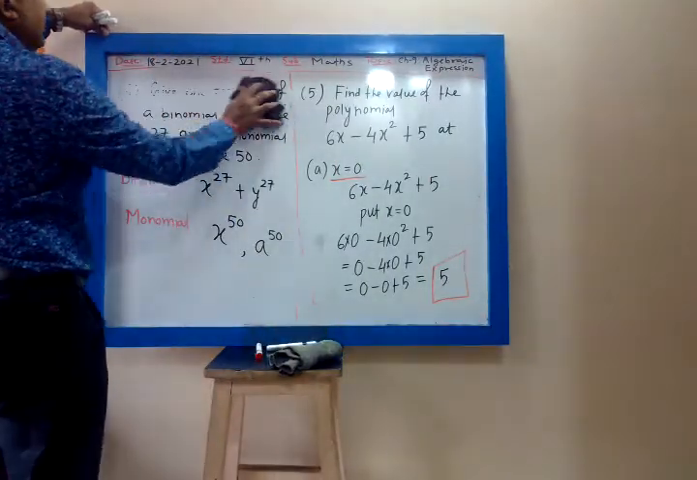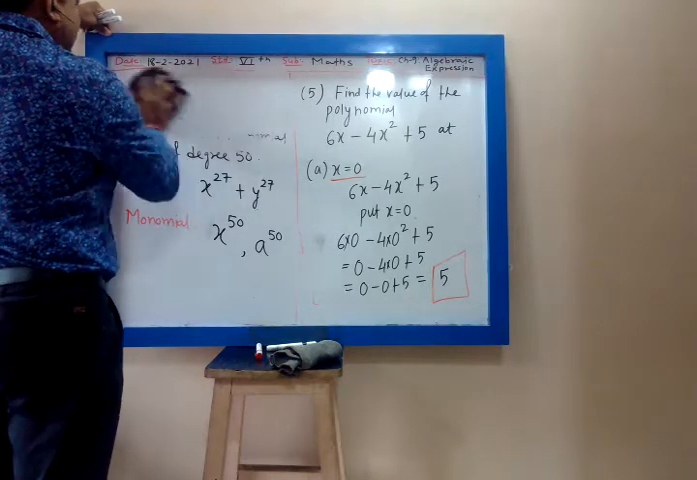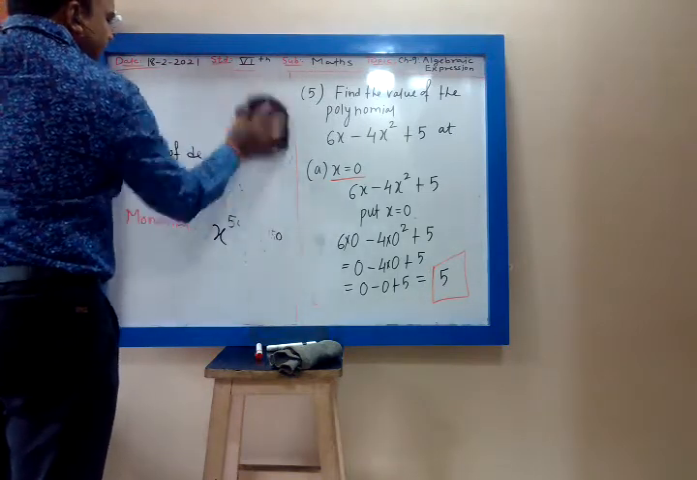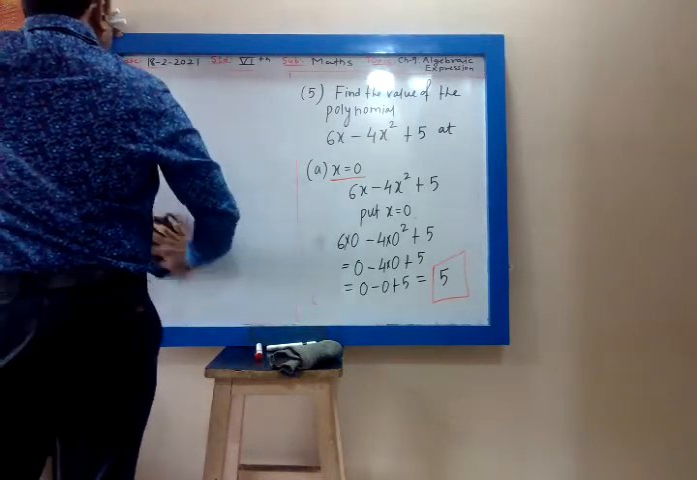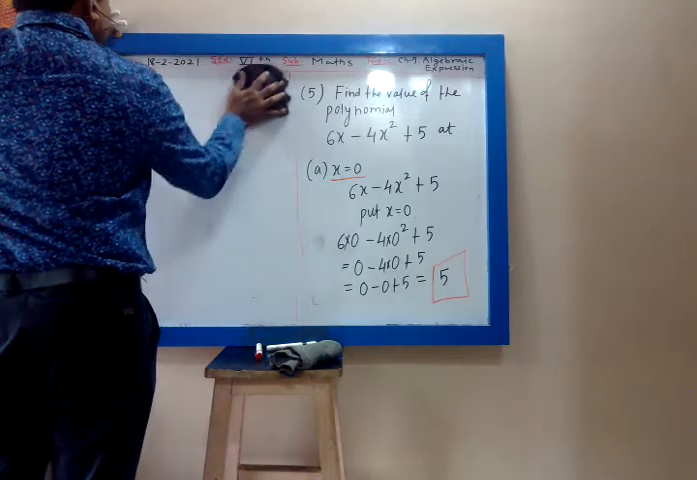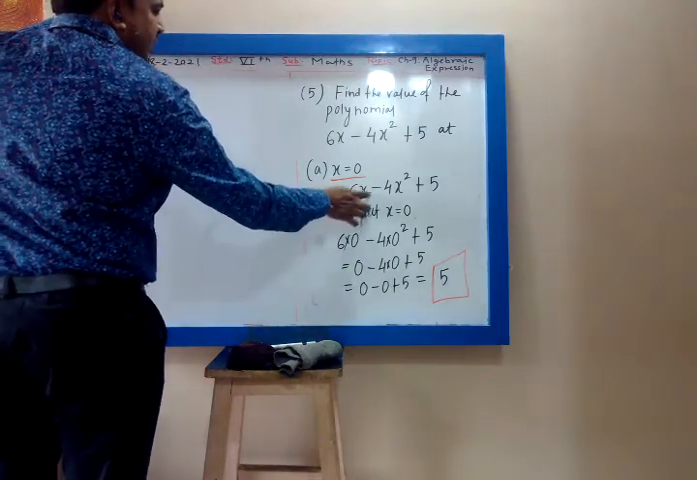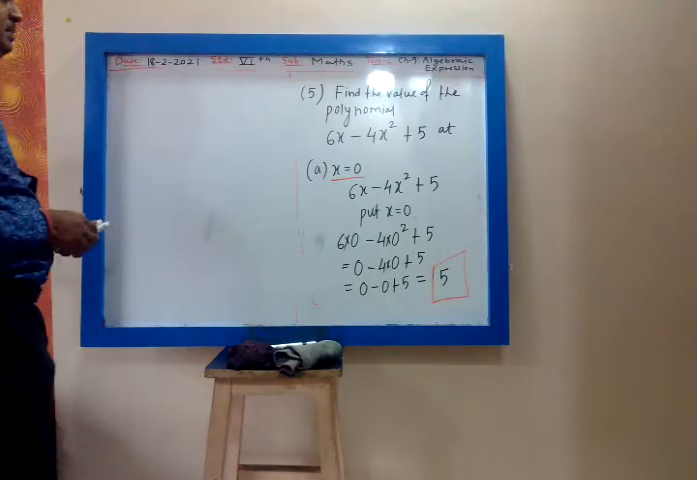Now, yes, I will send the video. The value of this polynomial at 0, you put x is equal to 0 in the polynomial. You replace x by 0. Put x is equal to 0 in this. Replace x by 0 and simplify.